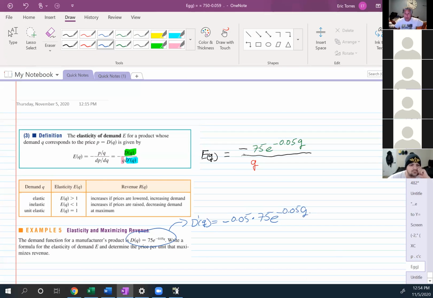Now, I'm not going to simplify this one, and I'm going to show you why I don't want to simplify this one particular one. Because when I plug it in, so now I've got that, I'm going to plug it in right here. Notice what I have, negative 0.05 times 75 e to the negative 0.05 q. This function reduces down a lot.